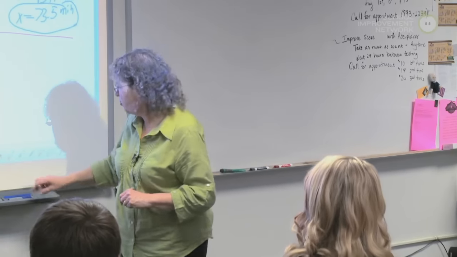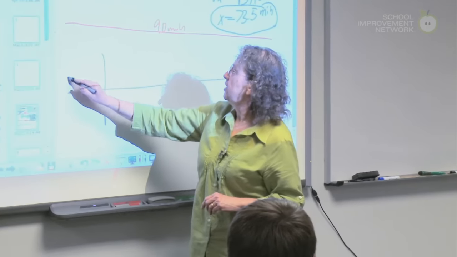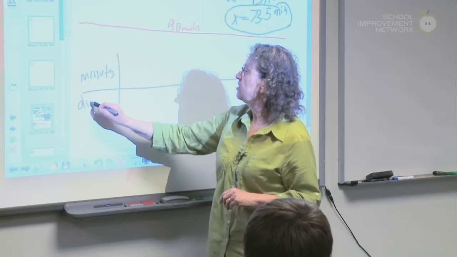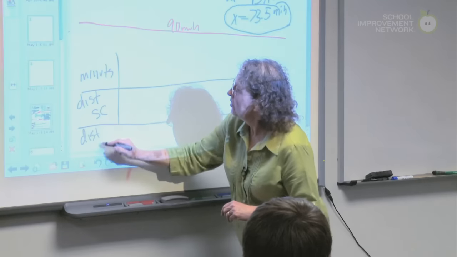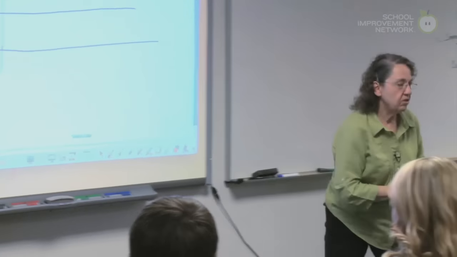So could we create a table? I want to create a table for the minutes traveled, and then I want the distance for the steady car, and I want the distance for the variable car. Okay? Let's kind of just do this together, because I don't think it's going to be too hard.